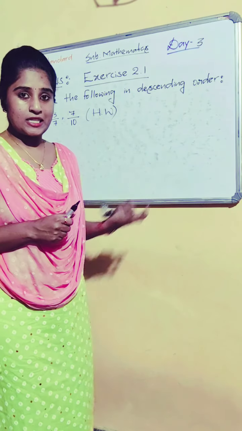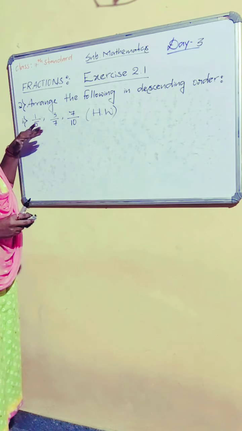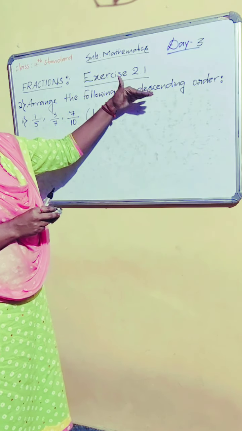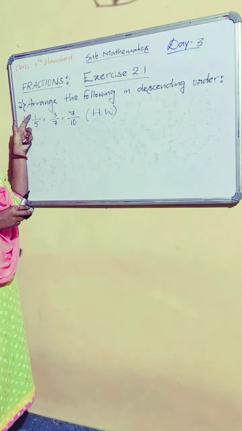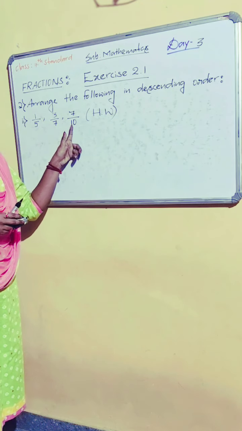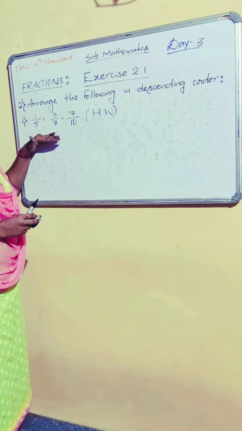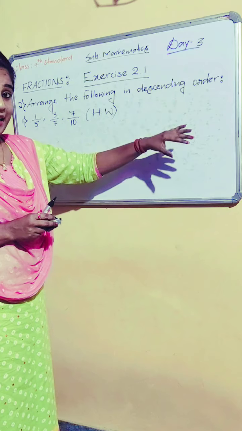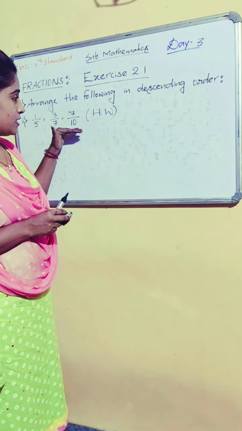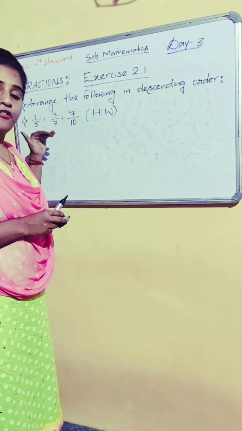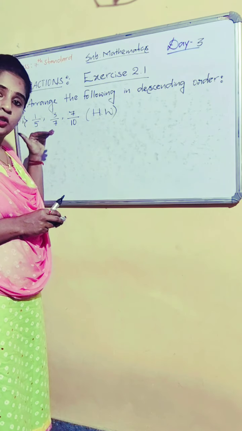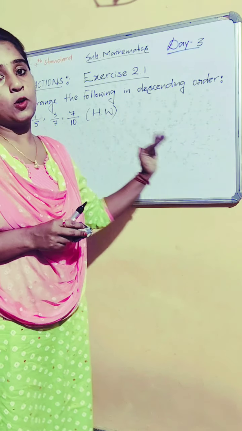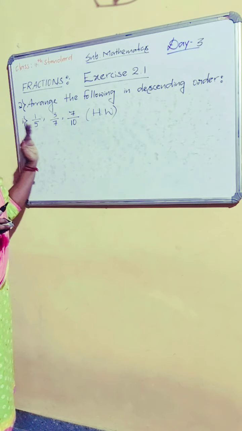As we just discussed, the same method we have to apply for the given problem. That is, arrange the following in descending order. Under the same problem, we have the second sub-question: 1 by 5, 3 by 7, 7 by 10. The first thing you have to do is take the LCM of all the denominators. Keep in mind that it should be in terms of like fractions. The particular number should be multiplied to both numerator as well as denominator. Finally, after getting the similar denominator, directly you can arrange in descending order.